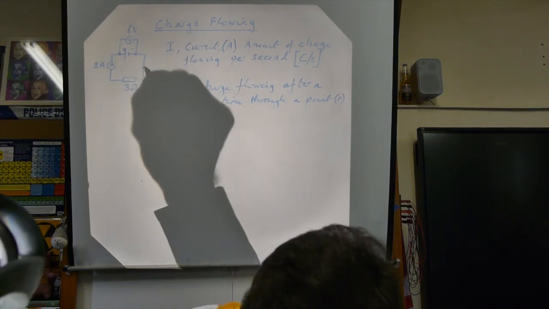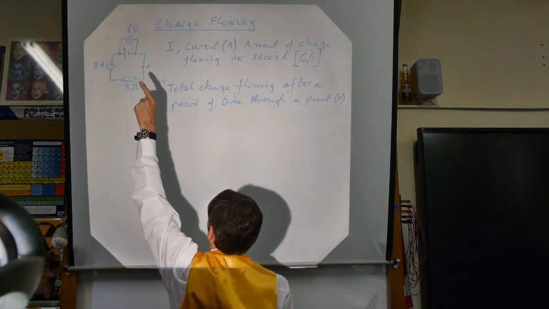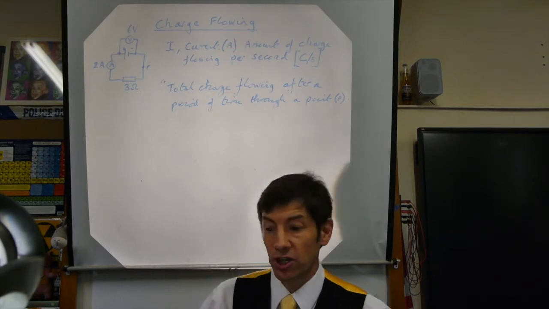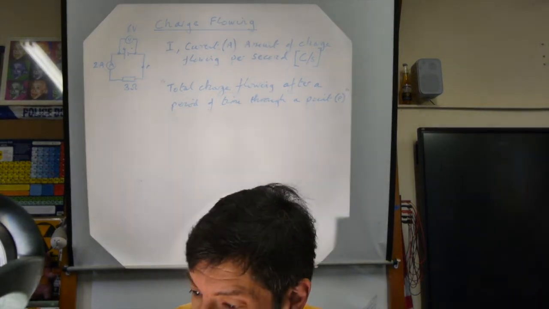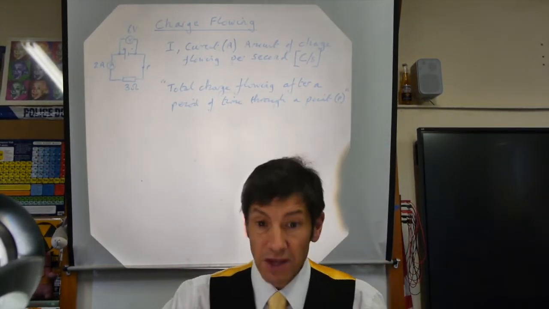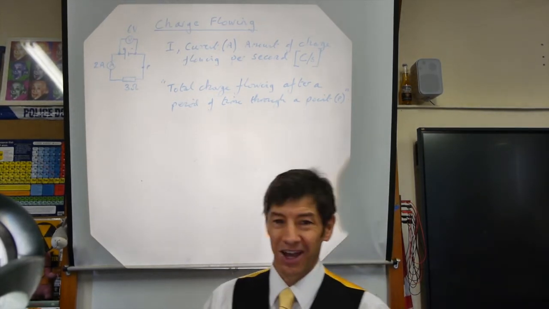So imagine this little point here. Let's call that point P, okay? So we've got a little point P there, and we want to calculate how much charge has flowed through that point after a certain amount of time, okay? So we need a formula for this, and more letters, unfortunately.